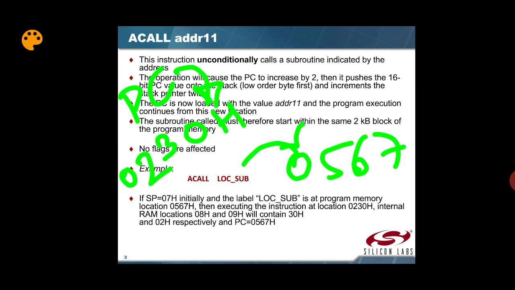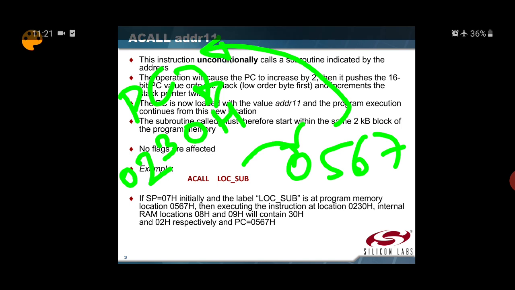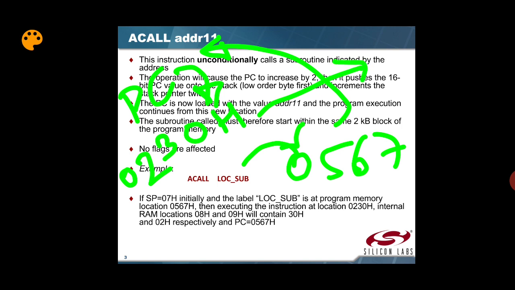Immediately when it sees ACALL, it has to jump to the location called 0567. This 0567 will be loaded into PC, and in the meantime 0230 will be pushed onto the stack. That means PC will be loaded with 0567, and the current instruction location 0230 will be pushed onto the stack.